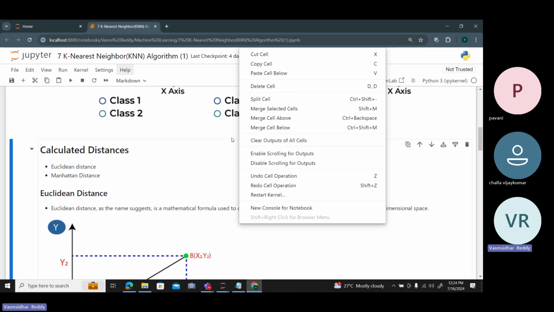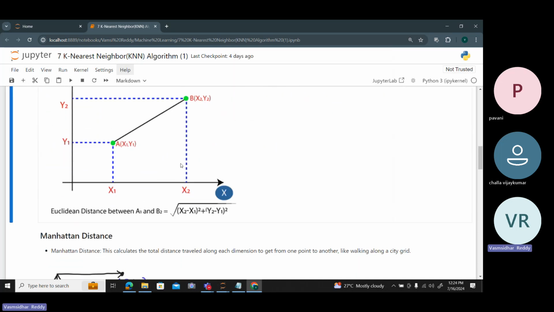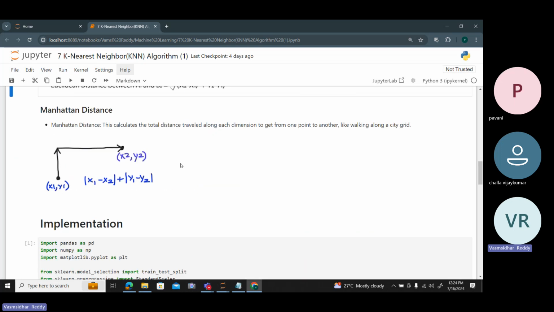So we are calculating Euclidean distance using the Pythagoras theorem. This is the formula: square root of (x2 minus x1) whole square plus (y2 minus y1) whole square. Next we are going to calculate the Manhattan distance. Simply it is the mod of x1 minus x2, or x2 minus x1, it is the same, plus mod of y1 minus y2. This is the Manhattan distance.